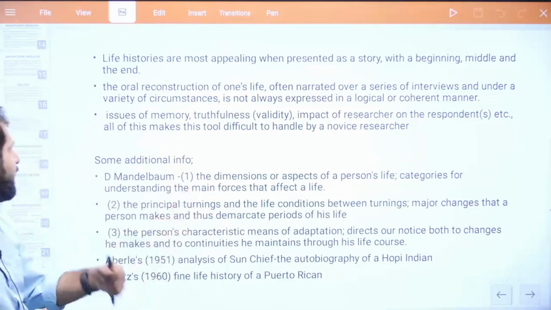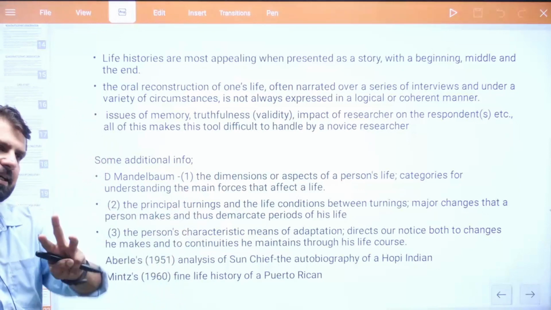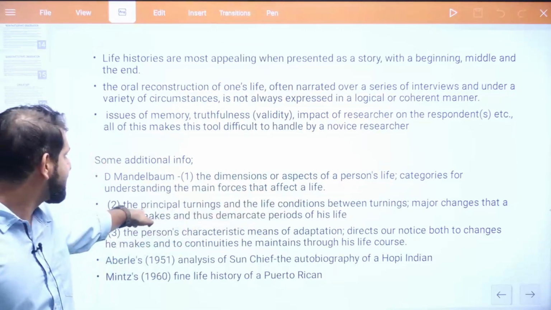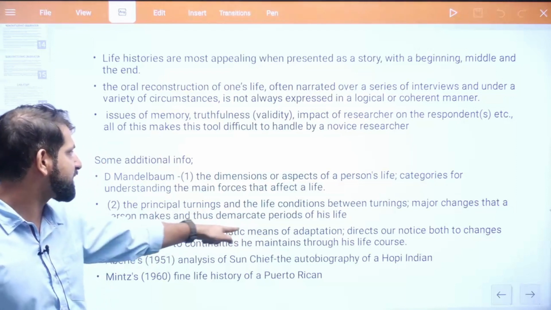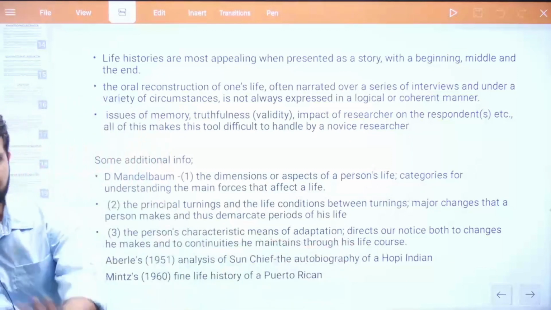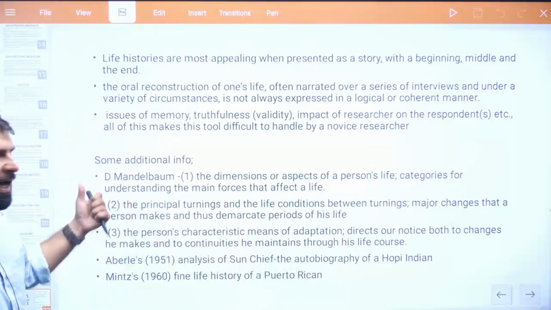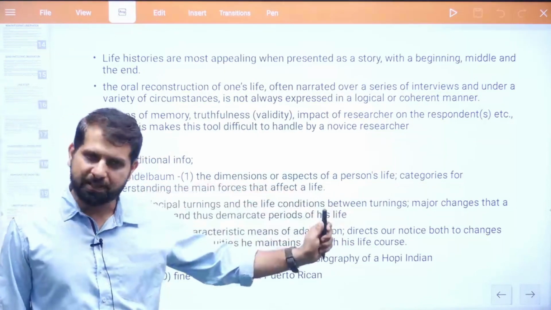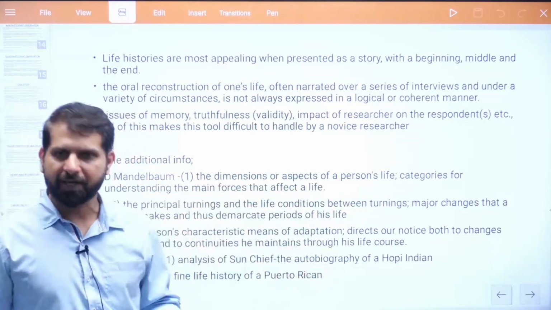So Mandelbaum says every life story or life history has 3 aspects. First is the dimension, second is principal turnings, and third is the person's characteristics or means of adaptations. You need not explain all of that, but if a question on life history comes, just write according to David Mandelbaum, a life history approach comprises dimensions or aspects of a person's life, principal turnings, and the person's adaptation to different understandings of life.